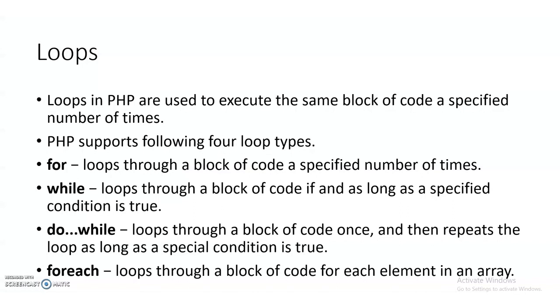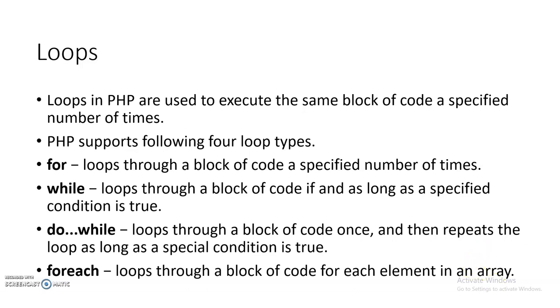Loops, like in any other language, are used in PHP to execute a statement or a block of statements multiple times until a specific condition is met. This helps us save both time and effort of writing the same code multiple times. PHP supports four types of loops: for loop, while loop, do while, and foreach.